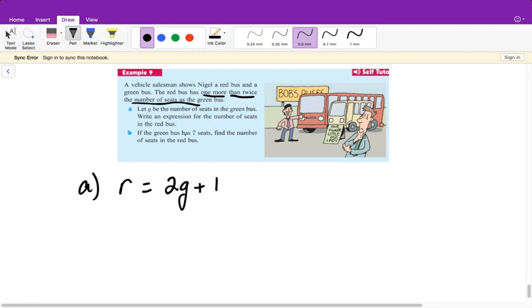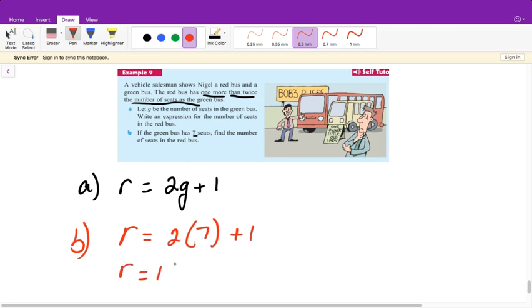So it says if the green bus has 7 seats, find the number of seats in the red bus. So we just need to substitute this in. So then our red bus seats is equal to 2 times 7, the number of seats in our green bus, plus 1. So then the number of seats in our red bus is equal to 14 plus 1, or the number of seats in our red bus is equal to 15 seats.